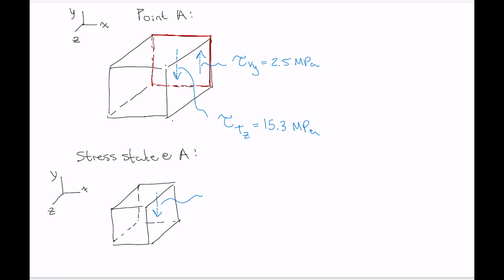Now we can label this stress properly. So we've got tau, and that face that it's acting upon, the back face, is perpendicular to the z-axis, and the stress is parallel to the y-axis, so this is tau zy, and its magnitude is going to be 15.3 minus 2.5, 12.7 MPa, 12.7 megapascals, if you keep all the decimal places from those previous calculations.